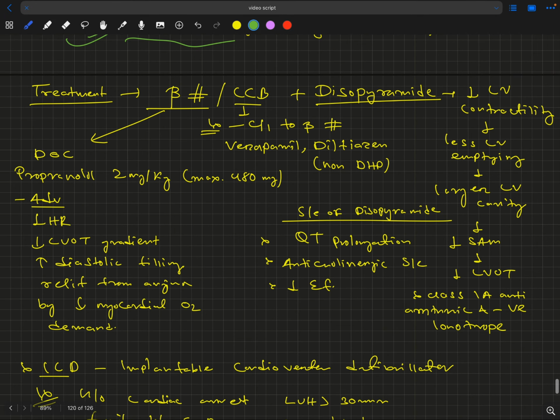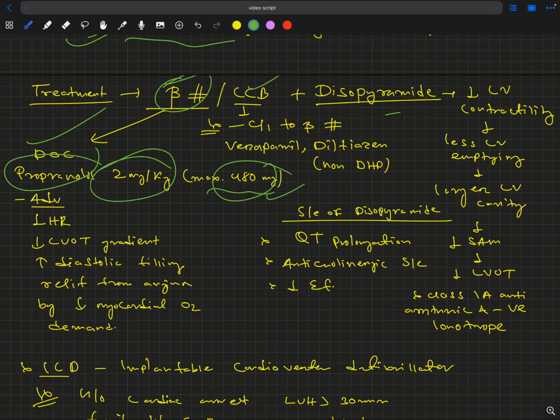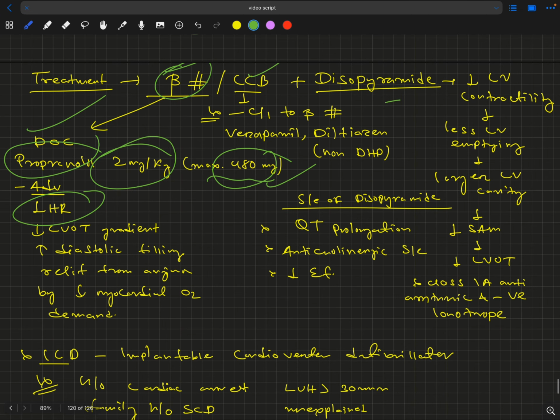So what is the treatment? Treatment is a beta blocker or calcium channel blocker plus disopyramide. The drug of choice is a beta blocker here, propranolol 2 mg per kg body weight, with a maximum of 480 mg we can give. The advantage is that a beta blocker decreases the heart rate. When the heart rate is decreased, the contractility is decreased, and more blood remains inside the left ventricle. More volume means obstruction will be less, and that will decrease the LVOT gradient and increase the diastolic filling because the heart rate is reduced.